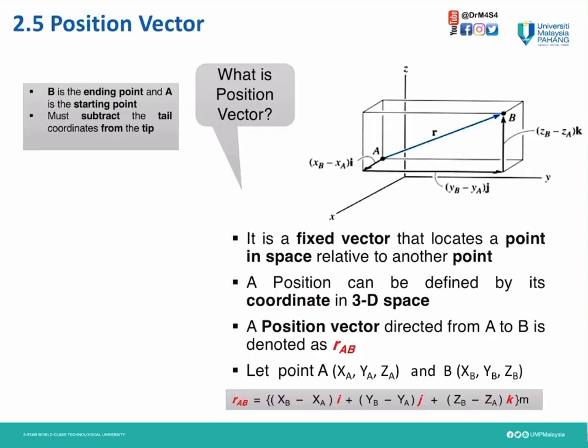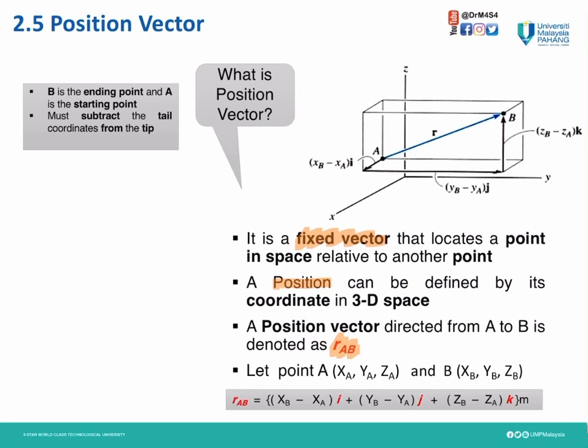We're going to study about the force and position vectors. What is position vector? Position vector is a fixed vector that locates a point in space relative to another point. A position can be defined by its coordinate in 3D space. A position vector is denoted as RAB.